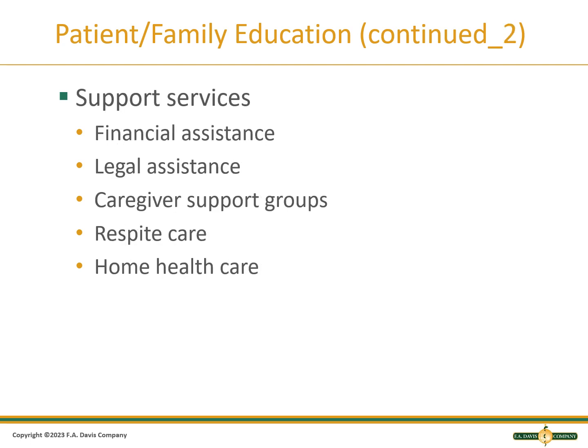Support systems: financial assistance if needed, legal assistance, caregiver support groups, respite care, home health care. Caregiver support groups are very helpful because this is a 24/7 responsibility if these people are taking care of their loved one at home. And even if they are in a care facility, there's still responsibilities that the family has.